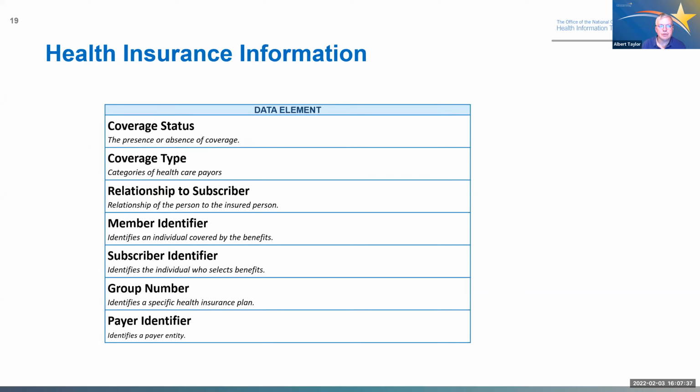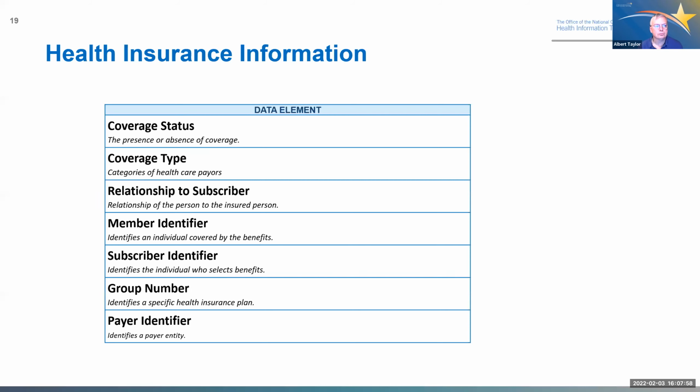So we talked about health insurance information, the data elements around coverage, but also the data elements that are some version of an identifier for a patient or a payer that help with patient matching, but also support some of the payers' data requirements within health IT.